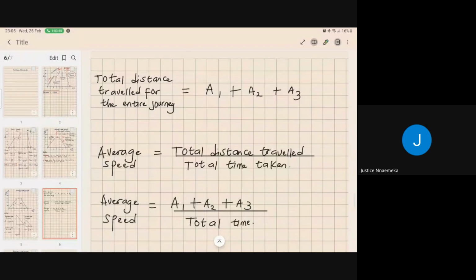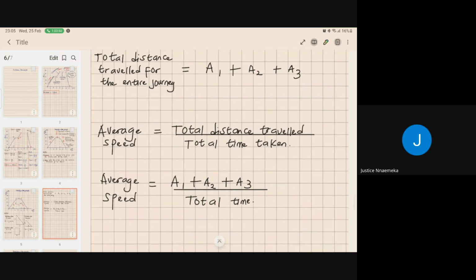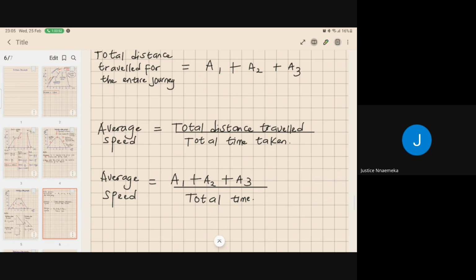If they ask you about the average speed, just add them together: total distance traveled over total time, so that the average speed is equal to A1 plus A2 plus A3 divided by total time. Any question at all? Do you understand everything, the concept and what it entails? Are we on the same page? A thumbs up if we are all on the same page, please.